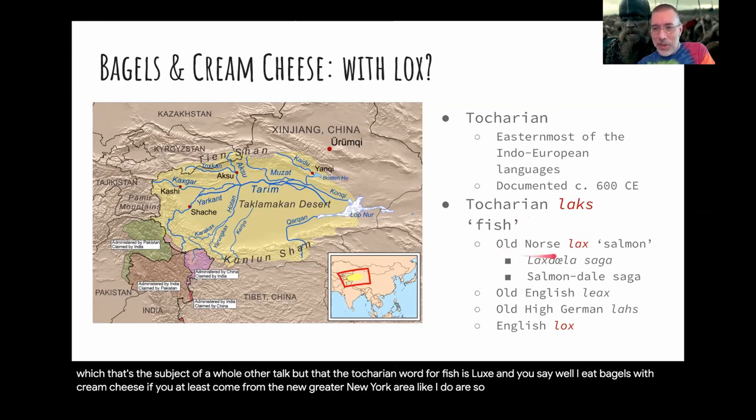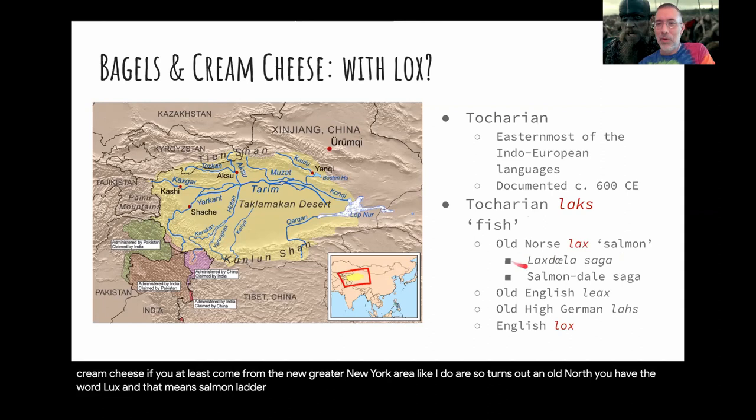So it turns out in Old Norse, you have the word lax, and that means salmon. That's even in one of the famous sagas, the Laxdæla saga, right? This is the saga of the folks from the Salmon River Dale. In Old English, you had lax. In Old High German, you had lox.